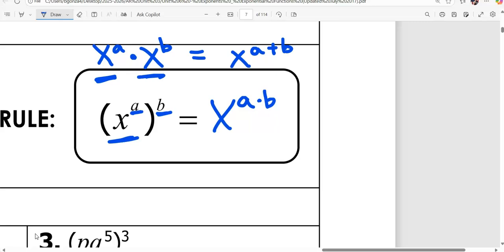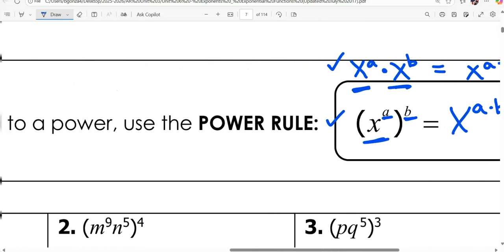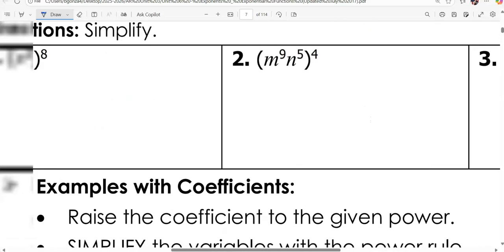Two of the same base being multiplied is when you add the powers together. One base with two powers is when you multiply. There they are. This was Monday. This is today. And I'm going to show you how it works on these examples. Y'all ready? Here we go.